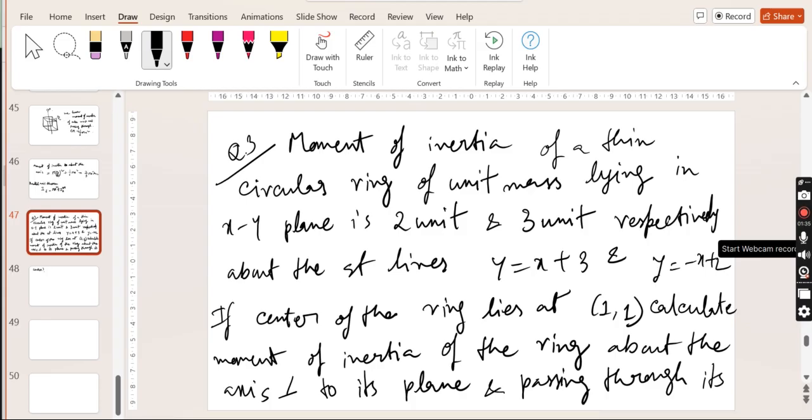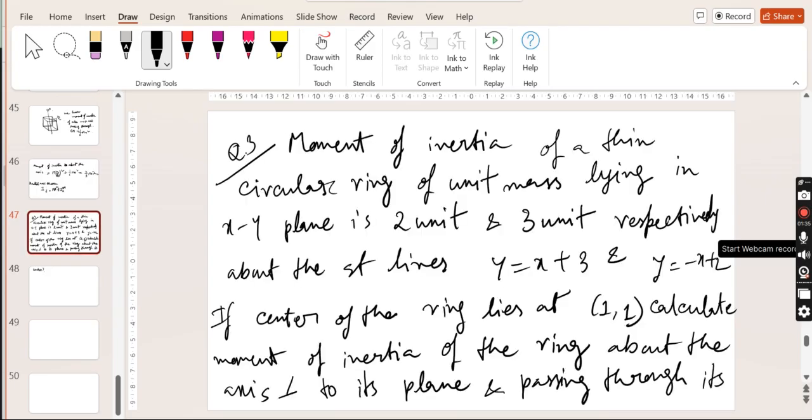So the question is: the moments of inertia of a thin circular ring of unit mass lying in the xy plane are 2 units and 3 units respectively about the straight lines y equals x plus 3 and y equals minus x plus 2. If the center of the ring lies at (1, 1), calculate the moment of inertia of the ring about the axis perpendicular to its plane and passing through its center.